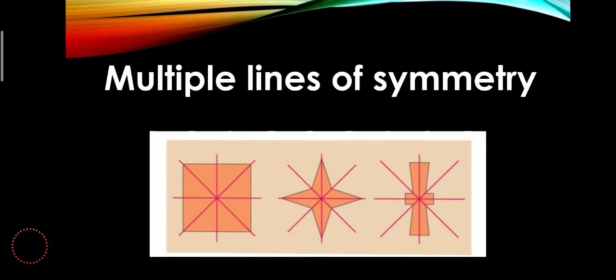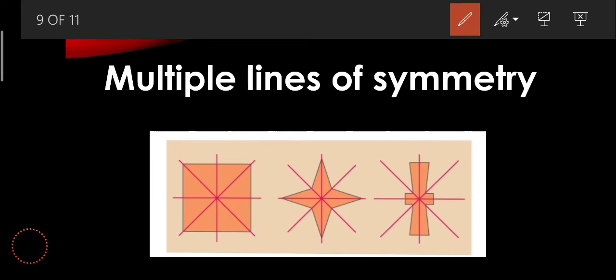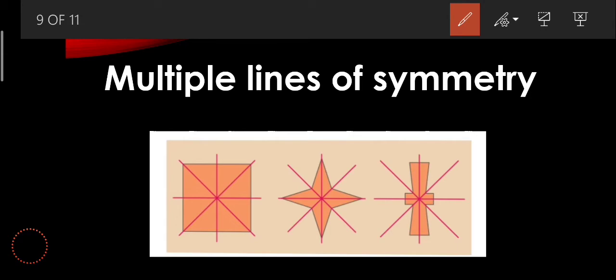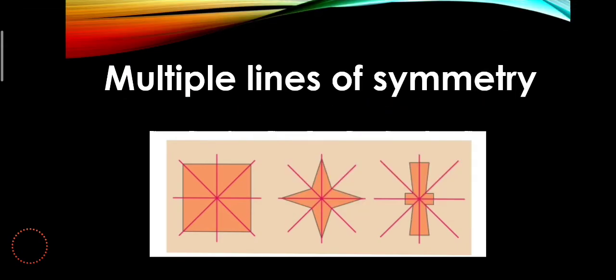Now any figure does not have only one line of symmetry, there could be multiple lines of symmetry. As you can see in these figures, here the square has 1, 2, 3, 4 lines of symmetry. Look at this kind of star which has 1, 2, 3, 4 lines of symmetry. Not only 4, there could be many, that means more than 4. That's why it is called multiple lines of symmetry. You understood? So let's move ahead now.